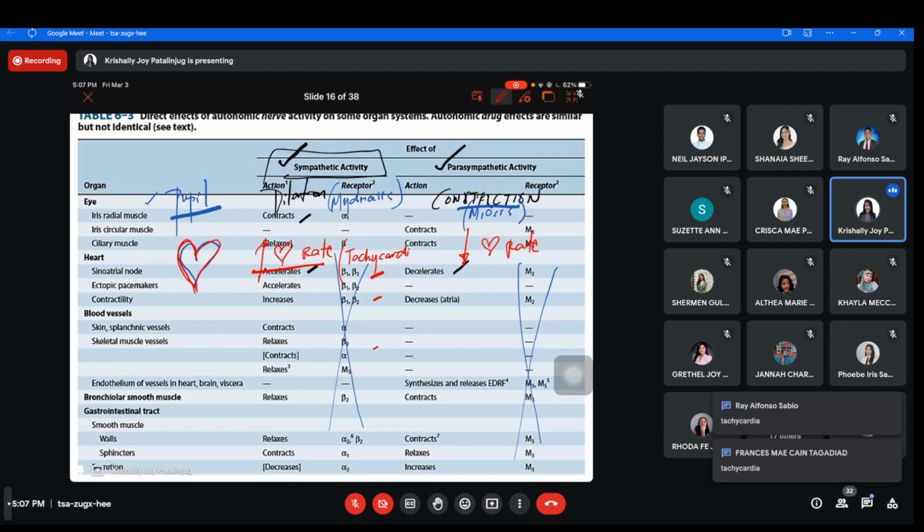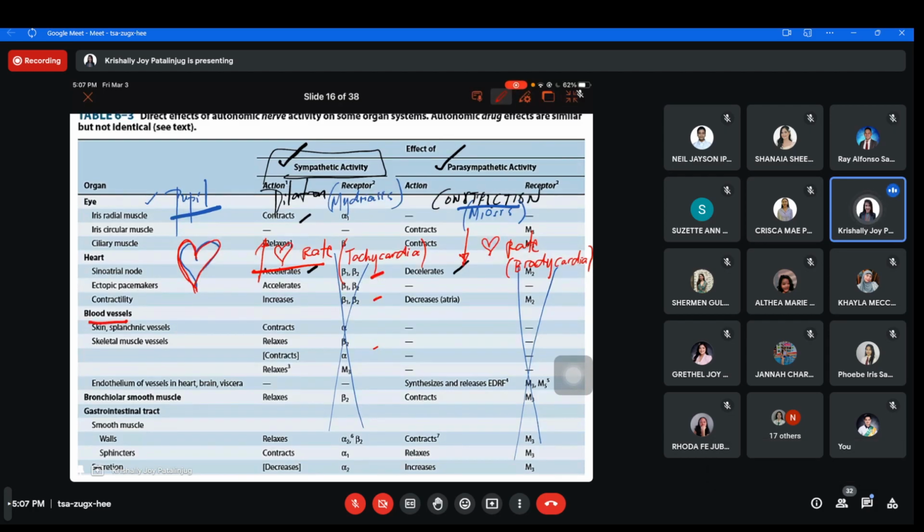Yes, it's tachycardia. Okay, very good. And kapag naman parasympathetic, that's brady. Okay, very good. Bradycardia. So, baliktaran lang, no? Purely baliktaran lang.